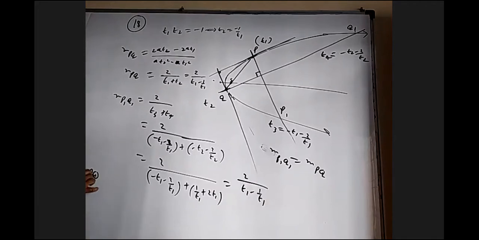The length of PQ is easy because for a focal chord we have a formula directly: a(T1 + 1/T1)². This formula is there. For P1Q1 we have to do quite some work if we know the points. Okay, please copy up to here, then we'll talk about the P1Q1 length.